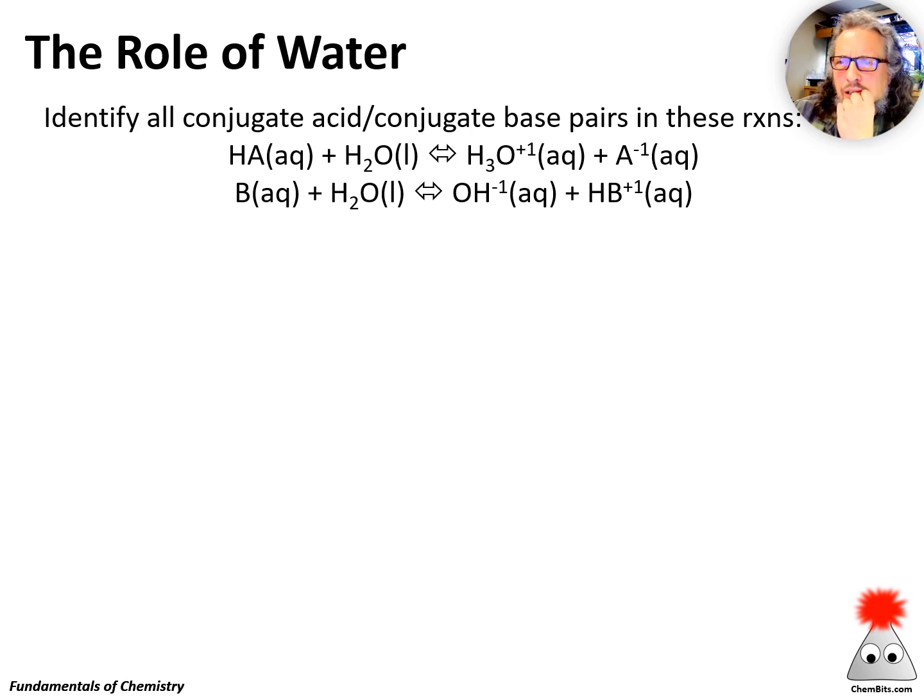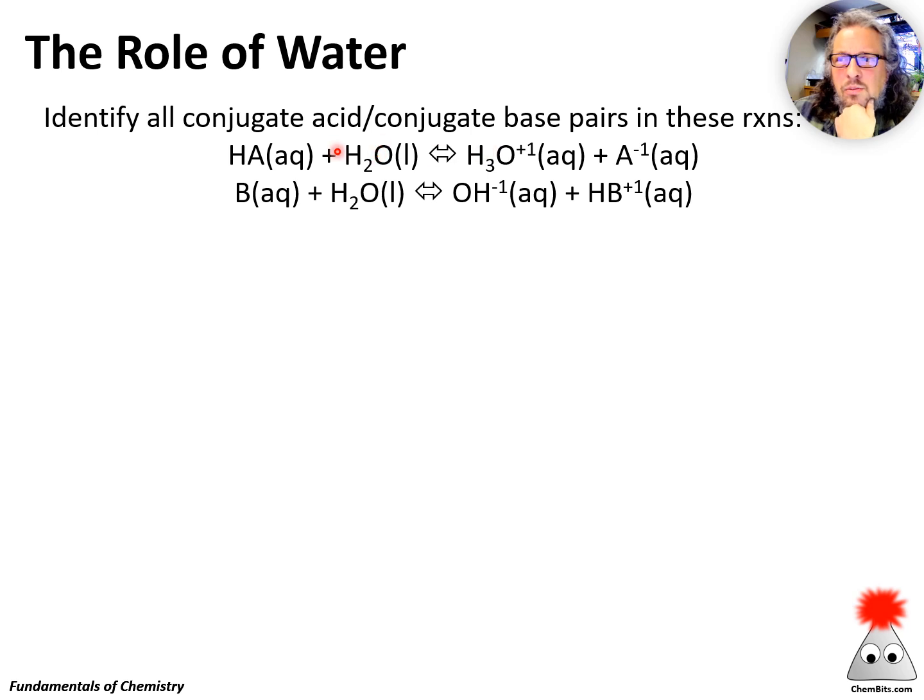Well, let's take a look at a couple of reactions here. These are just very generic acid-base type reactions, and let's identify all the conjugate acid, conjugate base pairs in these reactions. So HA, again a generic acid, is going to donate its H+, acting as an acid, to form A-. Now that is a base in the reverse reaction. So that's a conjugate acid-base pair.